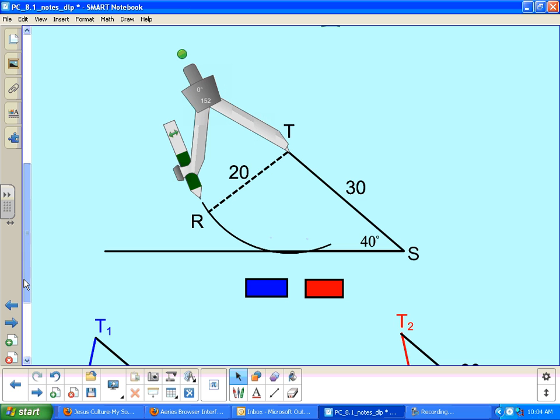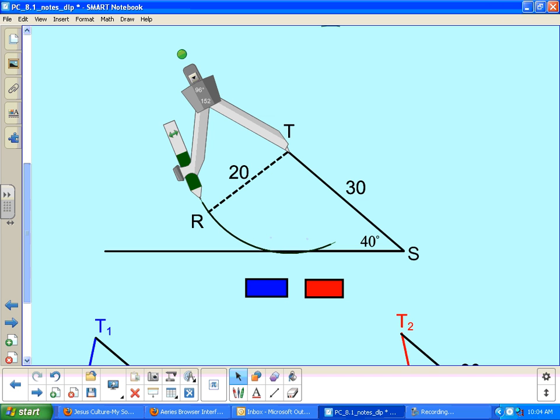S is locked in place, 30 is locked in place, 20 length is locked in place. But angle R and angle T and length T down here on the bottom, they are going to be different. So you can physically see the arc that resulted when I swung the compass, or didn't swing the compass, I actually moved the compass along that arc. See what results from that. Okay, there's the arc that results from that.